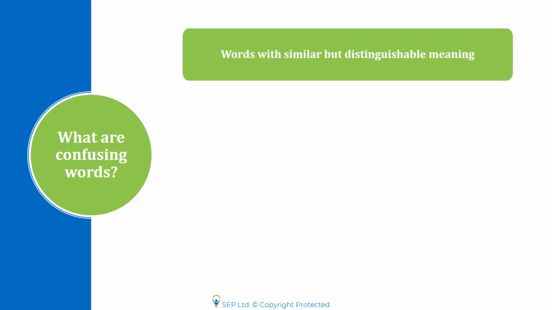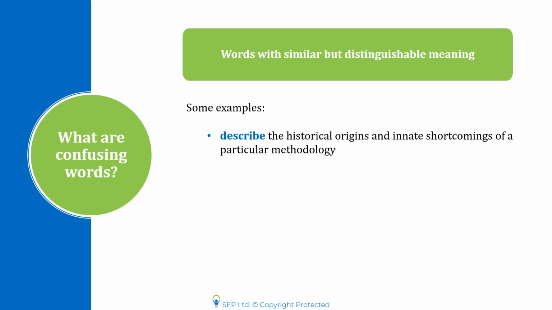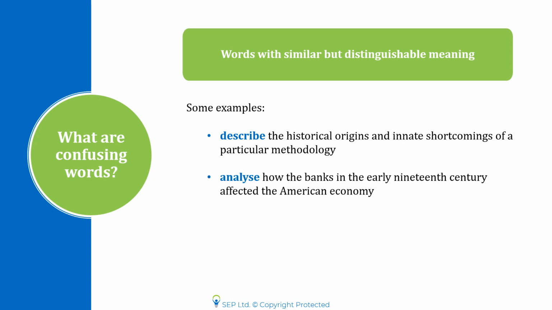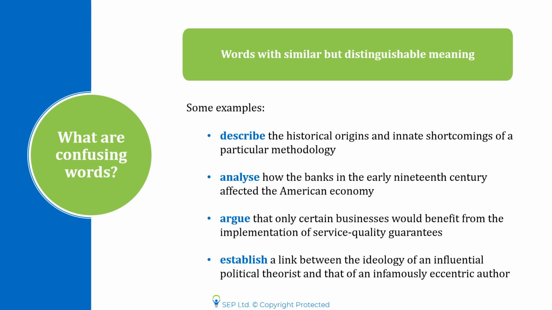What are these confusing words and why are they so called? Well, test makers at GMAT create various traps in the main point question answer choices to confuse students. They often use words which appear to be similar in meaning but are actually quite distinguishable from each other. Below are some examples of such confusing words like describe, analyze, argue, establish, and so on.